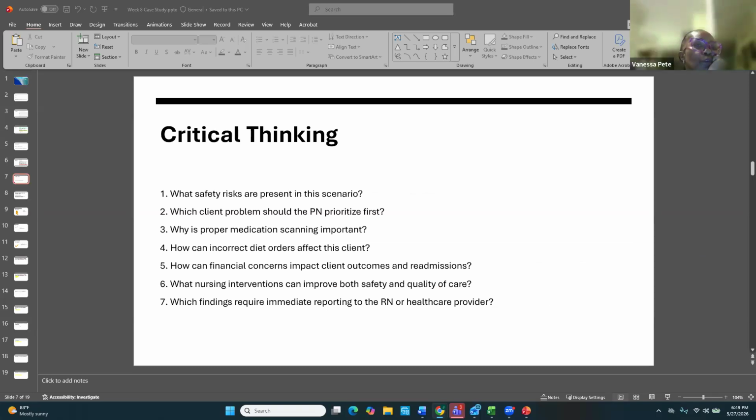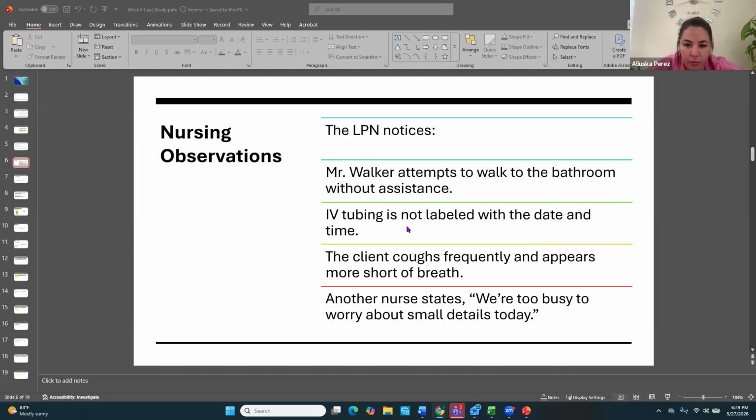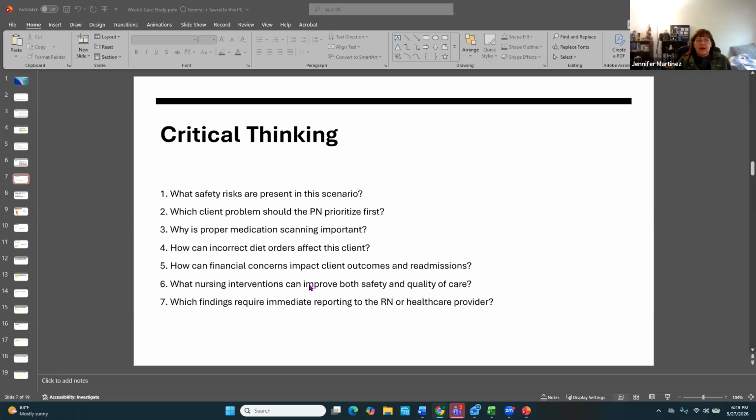Which one is more important? I think the coughing or the shortness of breath. Follow your ABCs, right? So shortness of breath is going to be my priority.